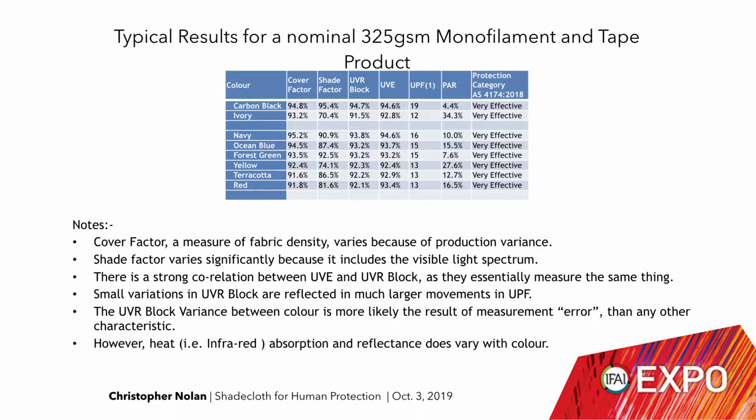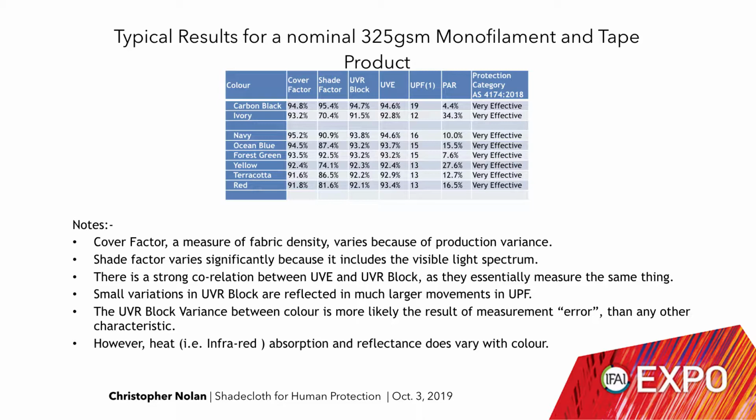And that's been deliberately shown like that, so you can see the variation of these parameters with colour and the values for those various definitions that we have. If we start at the very right-hand side, you can see that the protection category for the Australian standard is very effective, in inverted commas, for all of those colours in that shade cloth of 325 GSM.